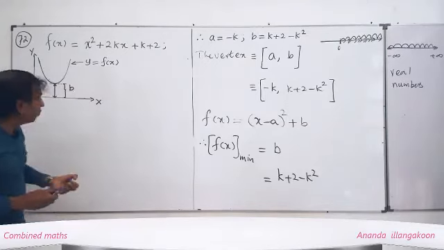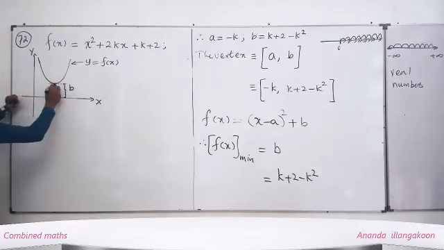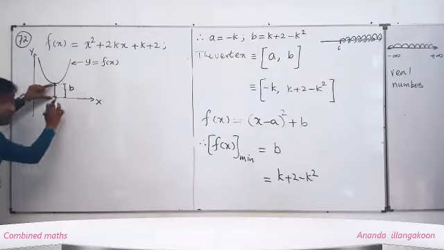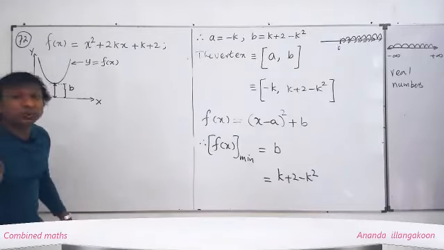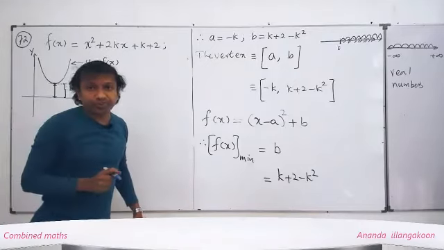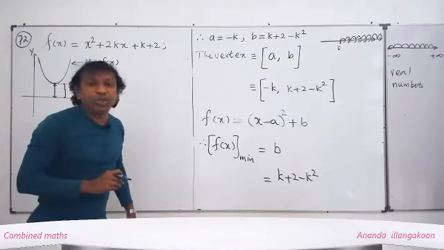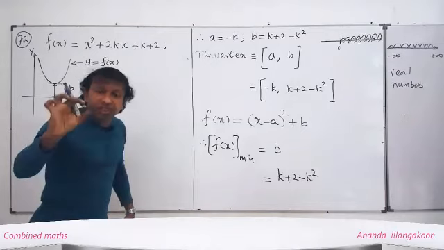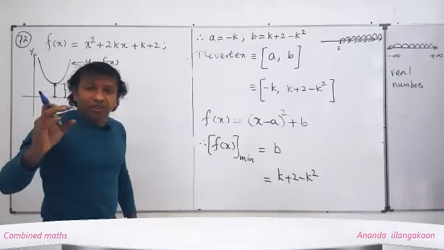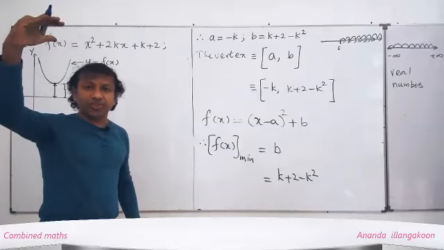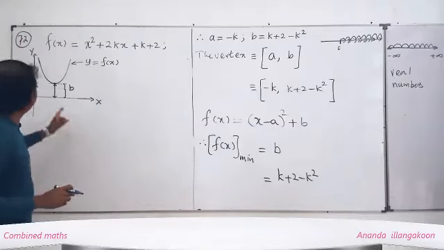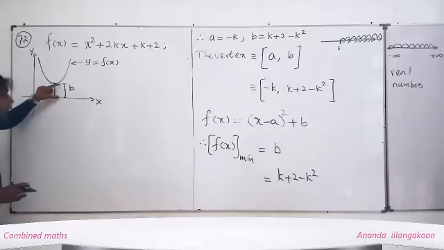So therefore, you can see this point, the vertex, is also above the x-axis. So the y-coordinate of the vertex, which here we have as B, is also a positive value. Why? B means the y-coordinate of the vertex. The vertex is above the x-axis, and any point above the x-axis has a positive y value. So when the graph lies completely above the x-axis, B is positive.